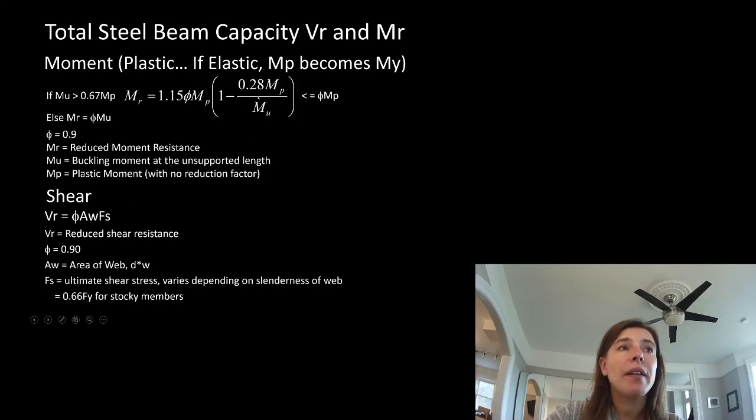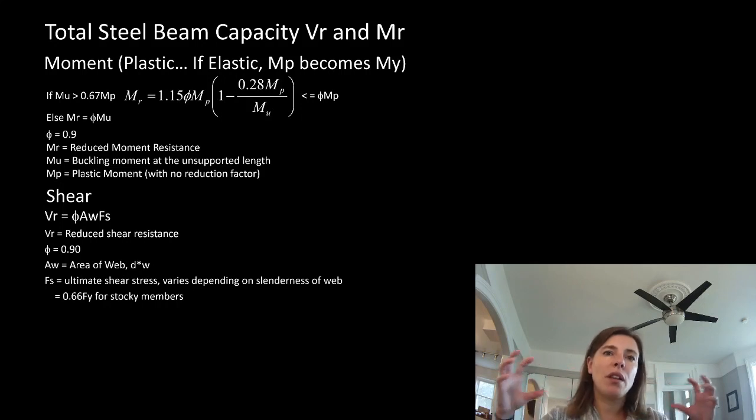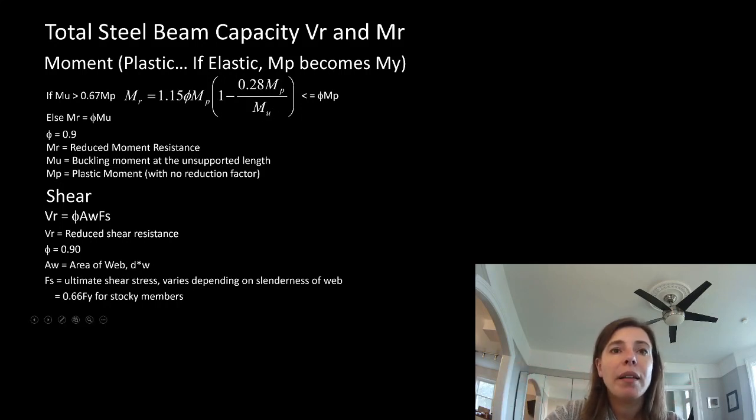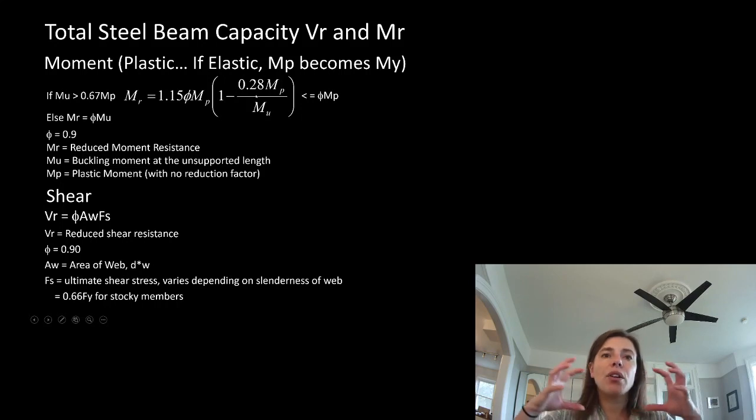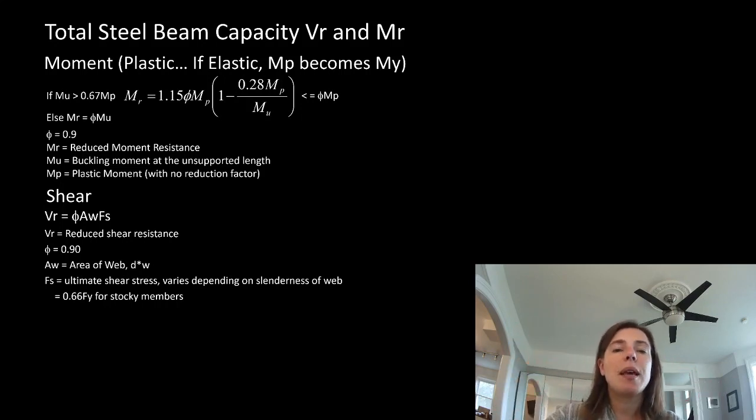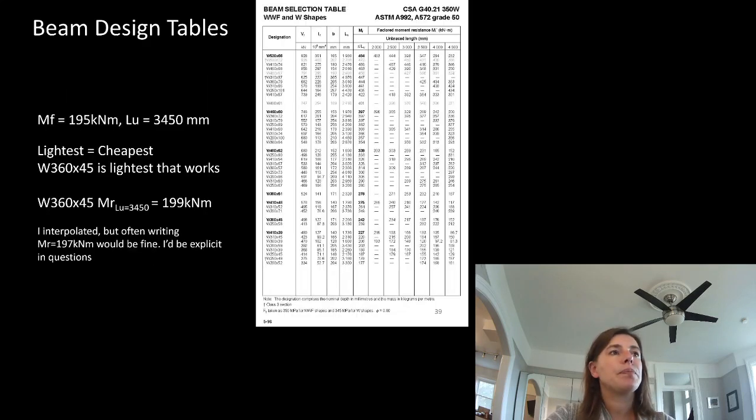So doesn't this look very similar to that lambda factor we had in our columns? When it was short, it was just one, and we got to use its full capacity. But as it got longer and longer and longer, and this is our critical buckling moment, the ratio of that, as it gets longer and longer, we reduce the capacity of the element in bending. So the equations are shockingly similar, and they all follow the very same process. And we're going to see in wood that they look different, but really they're still just the exact same equations.